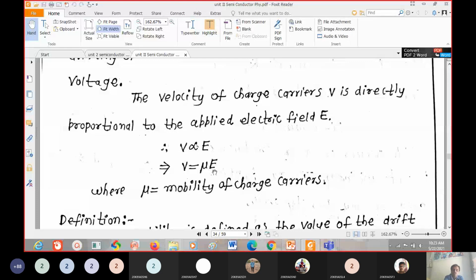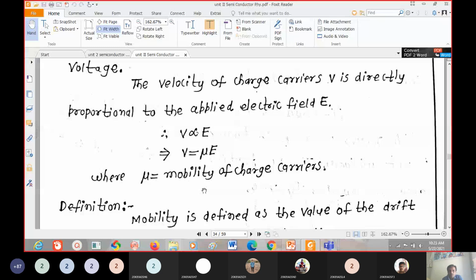For electrons, we take v equals mu_e times E. For holes, the velocity of the holes is v equals mu_h times E. So there are two velocities, one for electrons and one for holes. Now one more definition is given, for mobility.